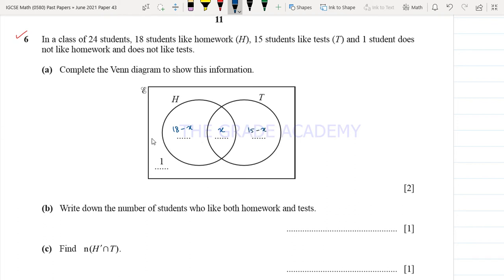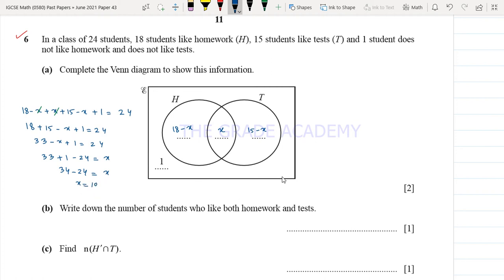We know that the grand total of the students is 24. So 18 minus x plus 15 minus x plus 1, this total is equal to 24. So this will be 18 plus 15 minus 2x plus 1 is equal to 24. Here minus x and plus x cancel, so we simplify it further. We get 33 minus x plus 1 is equal to 24. Taking x to the right hand side, we get 33 plus 1 minus 24 is equal to x. So x is 10.